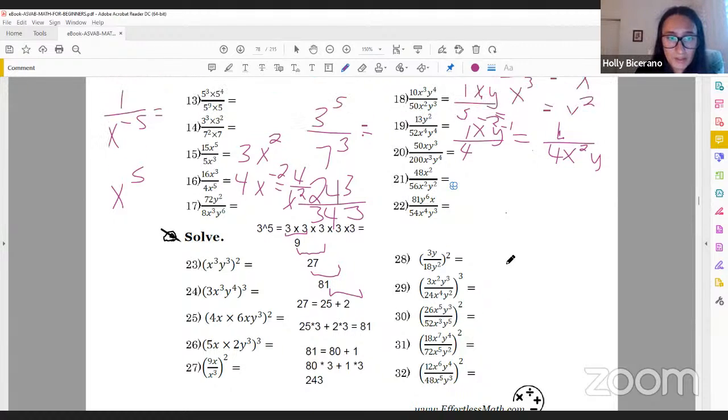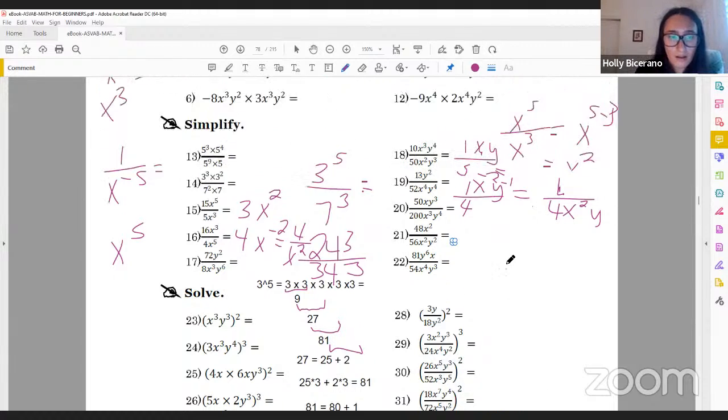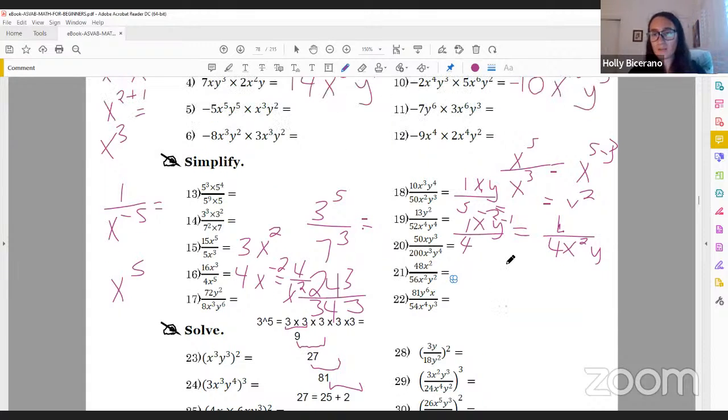So we've done quite a bit today. I will show you one more. This one, it's with numbers. And it also has the negative exponent rule. So number 13.